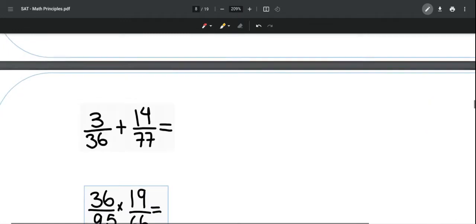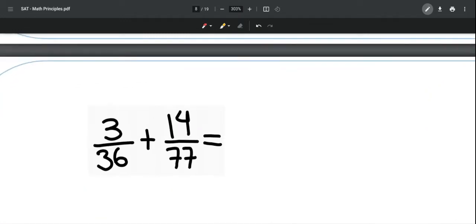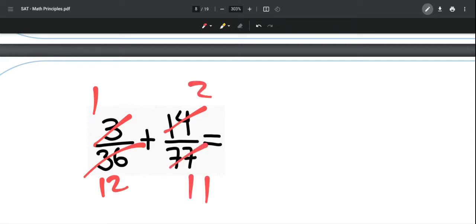For example, if you have an addition, usually this happens in the calculator section. When you have an addition, you're pretty much tempted to just add them as they are. So you will be tempted to just add the 3 over 36 plus the 14 over 77. But actually what you want to do is simplify these fractions to work with smaller fractions. So we're going to take the 3 out of here, we're going to have 12, and then we take the 7 out of here and the 7 out of here. And now we work with smaller fractions.